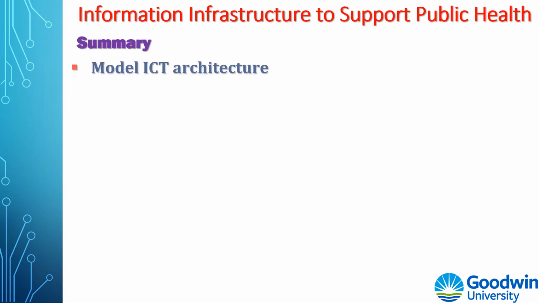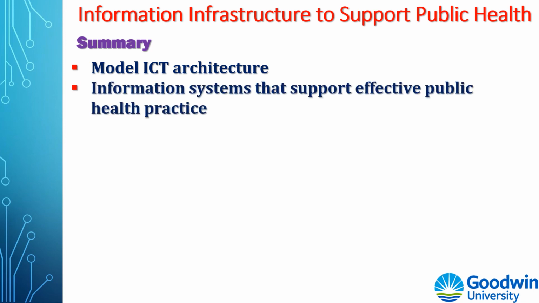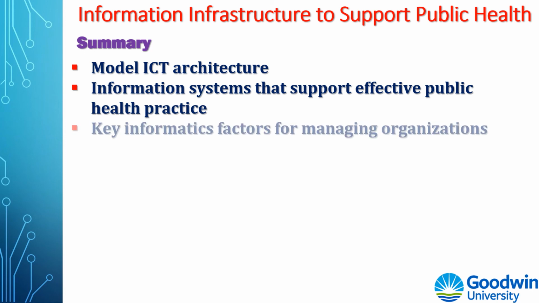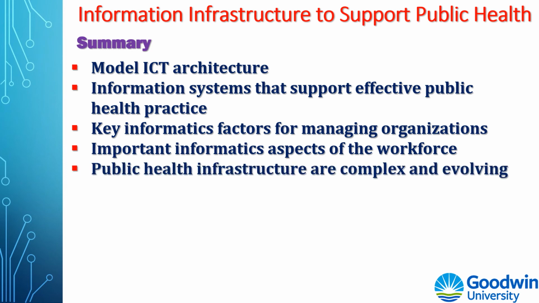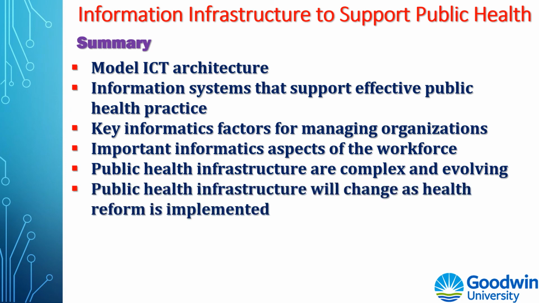So let's just summarize. So the model of an ICT architecture, information systems that support effective public health practice, key informatics factors for managing organizations, important informatics aspects of the workforce, public health infrastructure. It's complex, it's evolving. And public health infrastructure will change as health reform is implemented. It has changed considerably. It will continue to change as that is sort of a political football, so it's sort of a back and forth, but it is moving into this more of an aggregate type of view of data, not this hunter kind of looking at it.